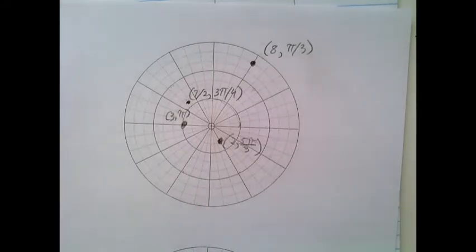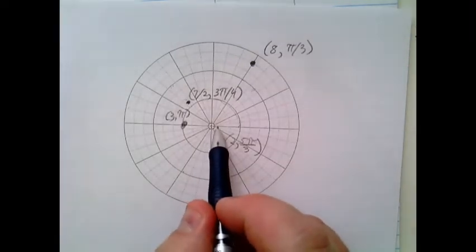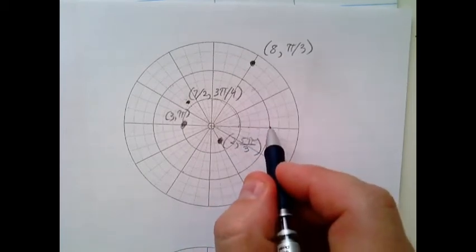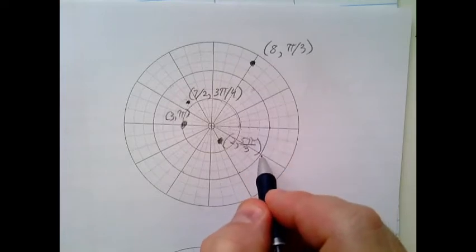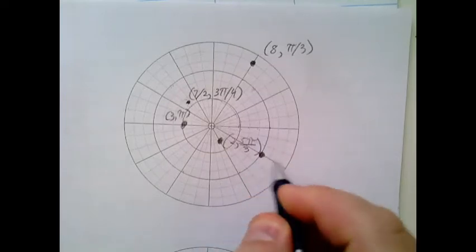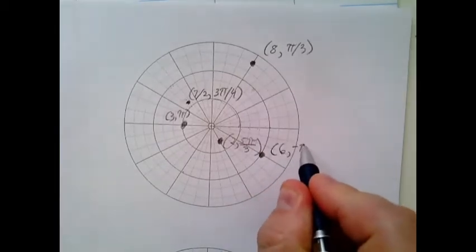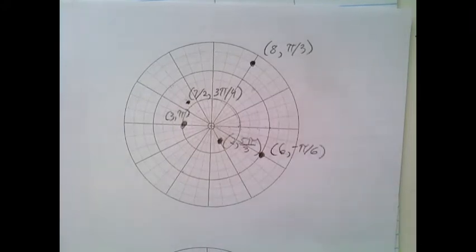The next one is 6 comma negative pi over 6. Alright, so I have to count out 6 circles from the origin. 1, 2, 3, 4, 5, 6 circles. Now it's negative on the angle, so that means I go clockwise. So this would be the point 6 comma negative pi over 6. What else do we have? Oh, we've got a point with a negative r value. So negative 2 comma 2 pi over 3.